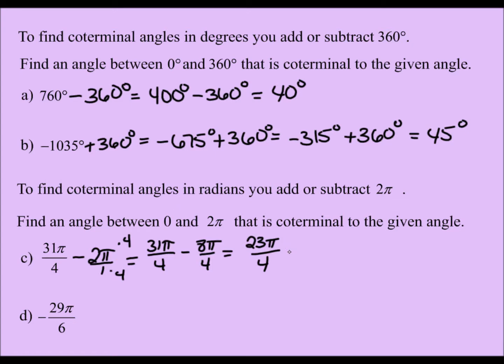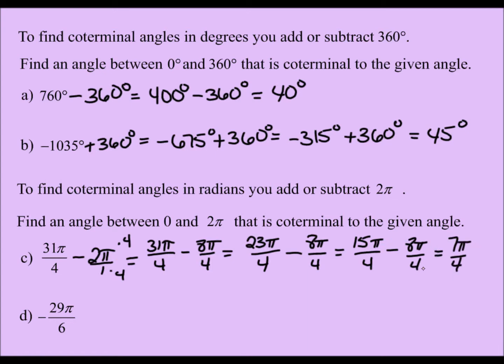So that means I need to subtract another 2 pi. But I'm going to use 8 pi over 4 since I've already found the common denominator. And when I do that, I get 15 pi over 4. Again, this one is still not between 0 and 2 pi, so I'm going to subtract another 8 pi over 4, basically another rotation around. And what I get is 7 pi over 4.